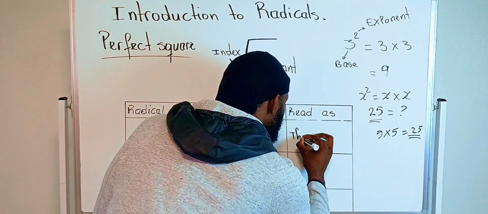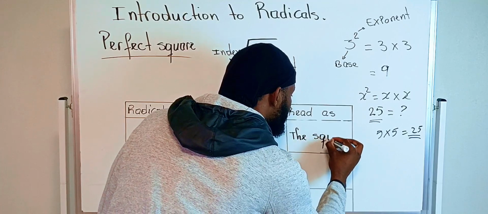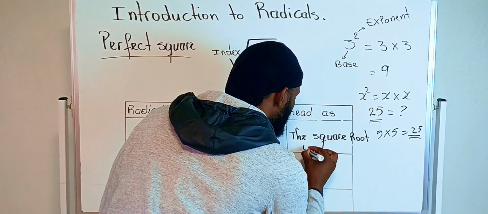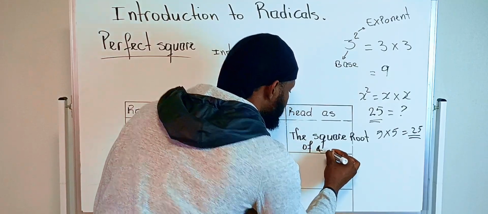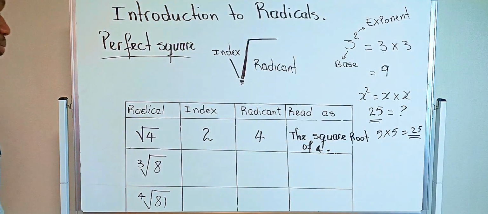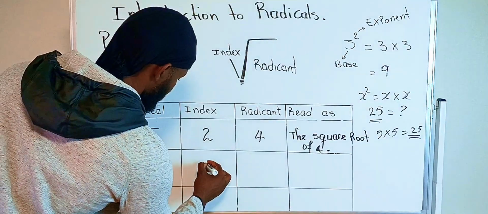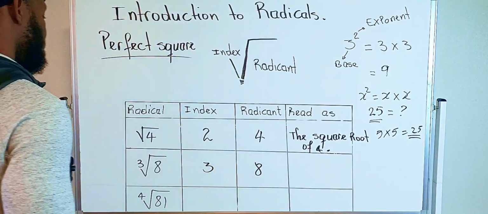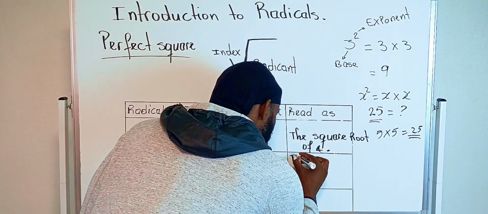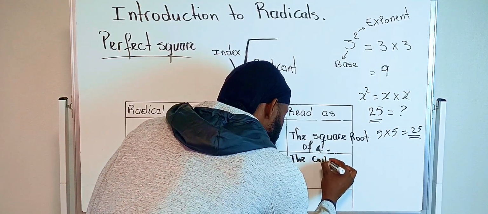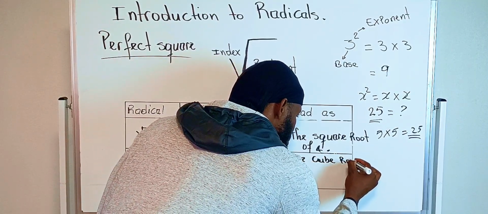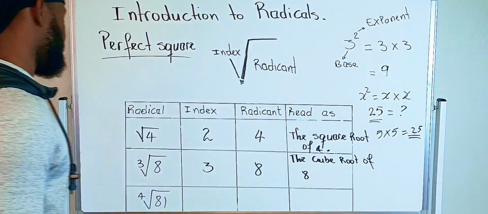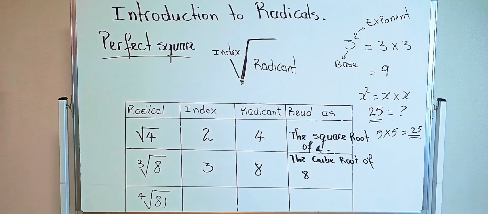This is how you read this one, the square root of 4. Let's go for this one. The index is 3. The radicand is 8. We read this as the cube root of 8.